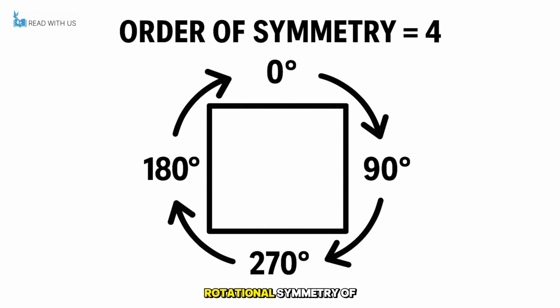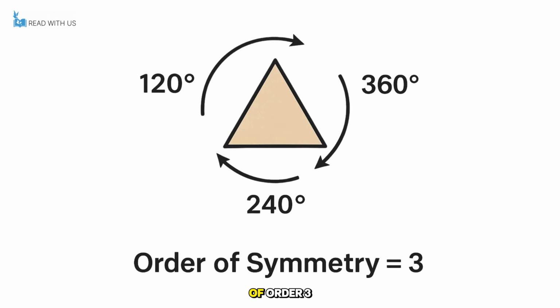A square has rotational symmetry of order 4 because it looks the same after 90 degrees, 180 degrees, 270 degrees, and 360 degrees. An equilateral triangle has rotational symmetry of order 3 because it fits onto itself after 120 degrees, 240 degrees, and 360 degrees.